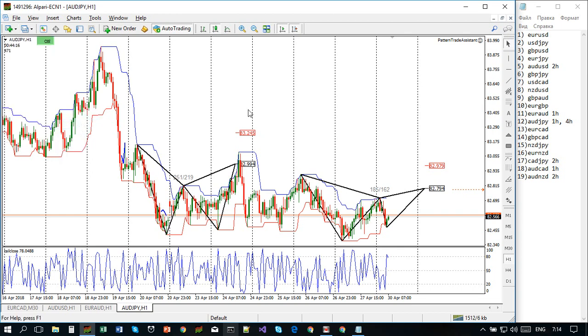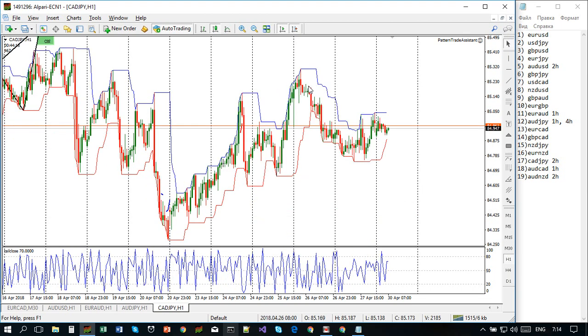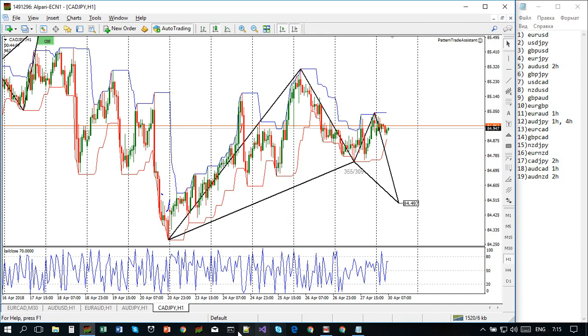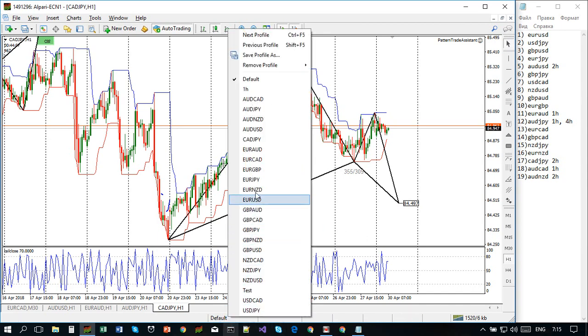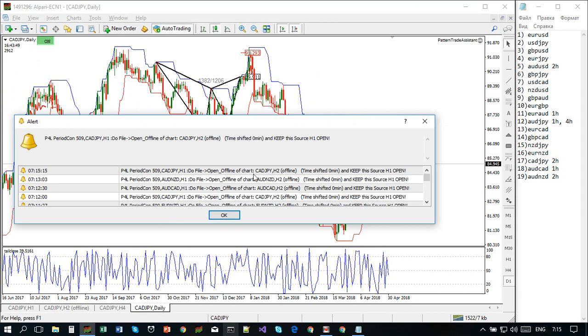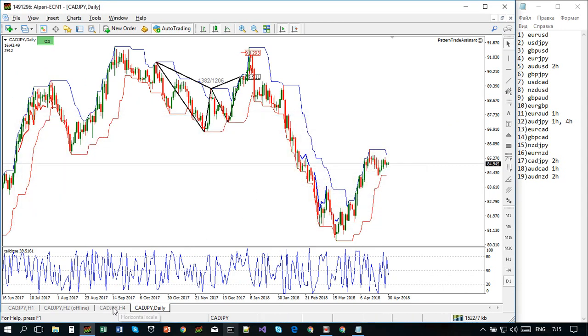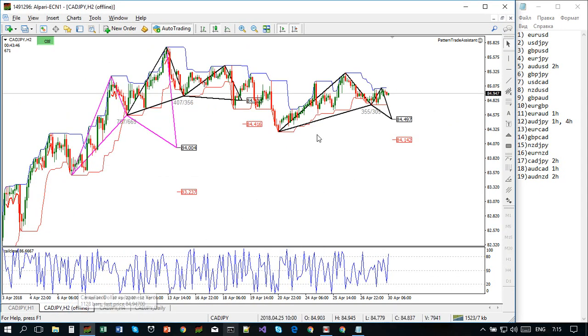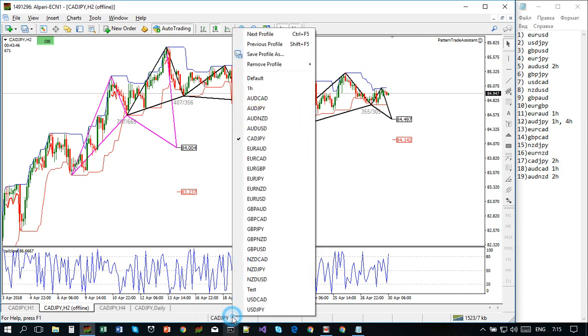Where is that? Here. CAD JPY 2 hour. I think it was this way. Something like that. So let me switch to CAD JPY to see what was the pattern. Okay, CAD JPY 2 hour. Yes, it is from this extreme to the upside.